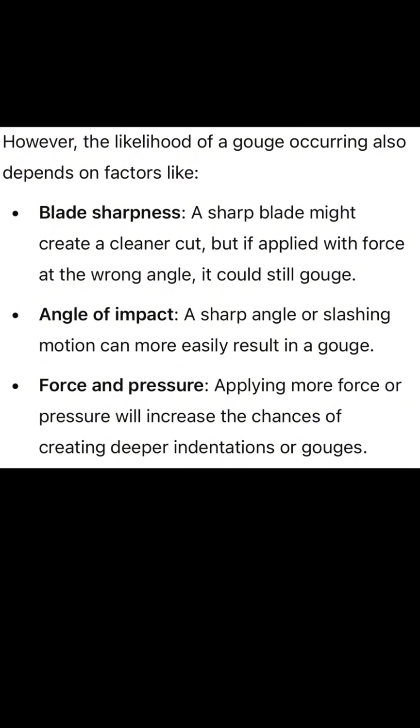It says, however, the likelihood of a gouge occurring also depends on factors like blade sharpness. A sharp blade might create a cleaner cut, but if applied with force at the wrong angle, it could still gouge. Angle of impact: a sharp angle or slashing motion can more easily result in a gouge. And force and pressure: applying more force or pressure will increase the chances of creating deeper indentations or gouges.